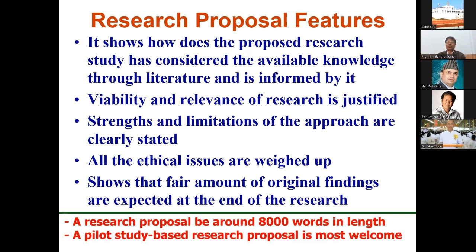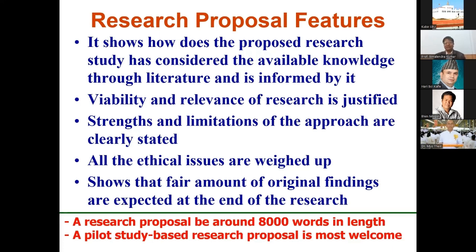It must not go beyond that, and it is related with all the aspects: justification of the topic, aims and objectives, then research methodology, the sources and the findings, and the bibliography, primary sources and secondary sources. It must come around 5,000 to 8,000 words.